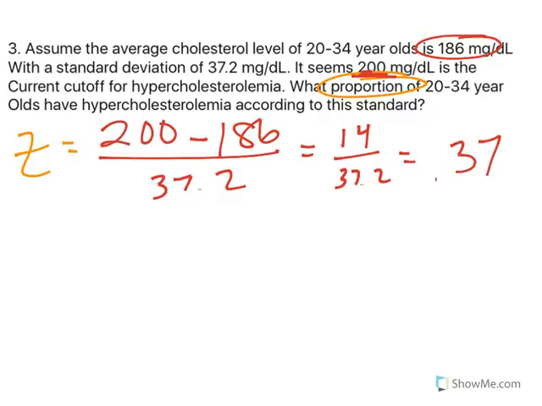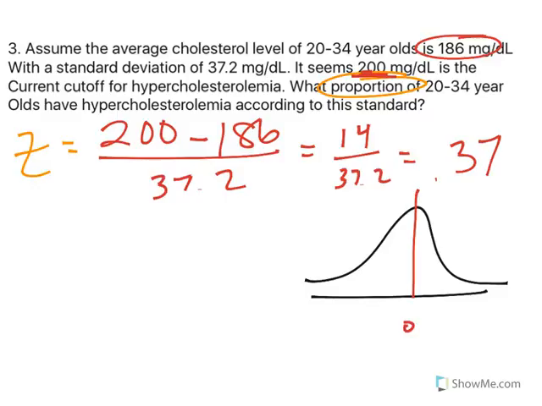Now, let's draw the picture. And we have the 0 in the middle. So a z-score of 0.37 is over here. But if you look at your table, we do not have 0.37. We've got 0.35 and we have 0.4. So we are going to use 0.35 for our z-score, closest to, we round. All right, so if we want to know people with high cholesterol, they are higher than that. So we're looking at area to the right.